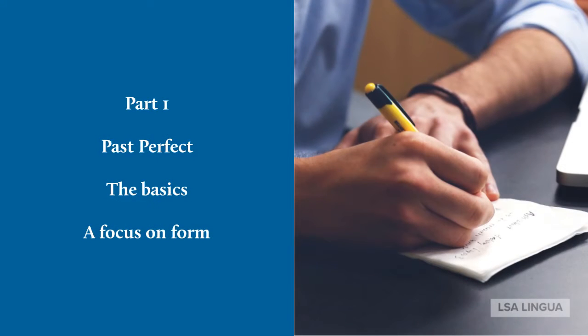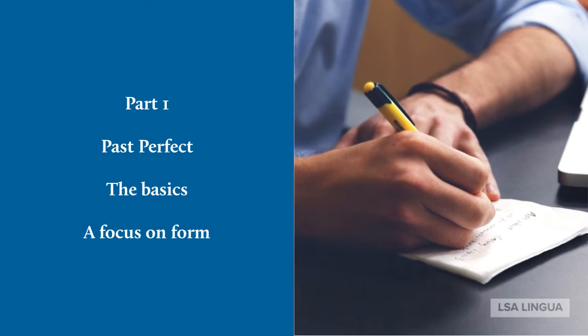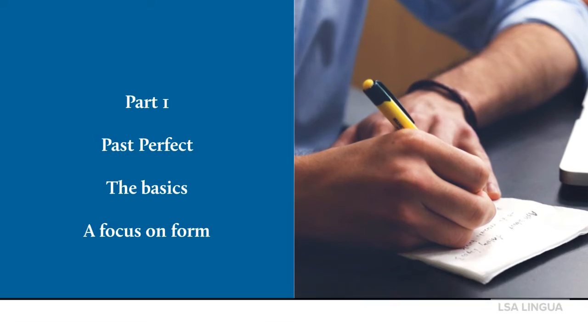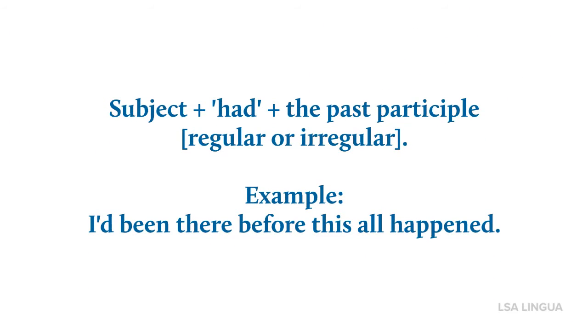Part 1, past perfect, the basics, a focus on form. First, start off with the subject, then a form of have. In the case of the past perfect, it's had plus past participle. And note that the past participle can be regular or irregular, so consult the irregular verbs table if you would like to know more about that. Had can also be contracted by means of apostrophe D, but this should not be confused with would, which can be contracted in the exact same way. Would is followed by an infinitive.